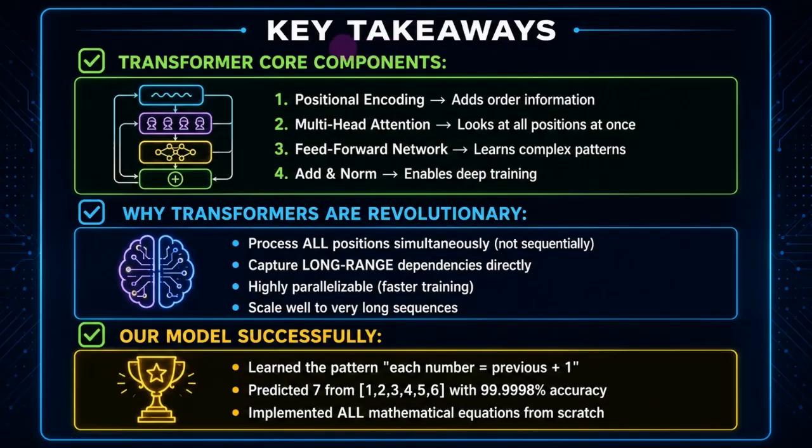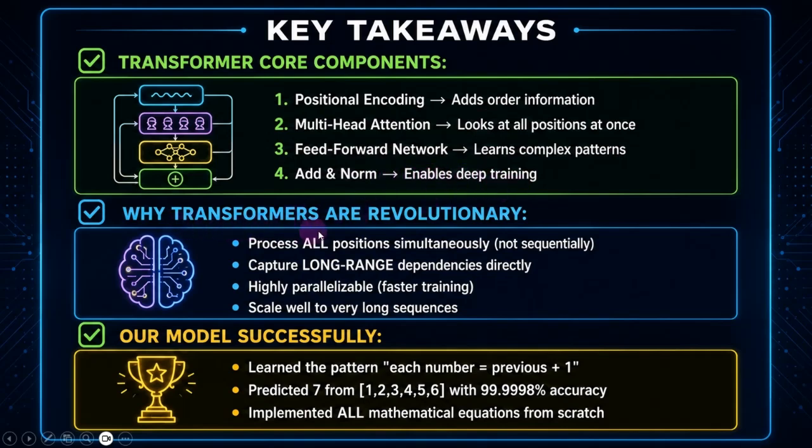Let's recap the 4 core components of a transformer. First, positional encoding. It adds order information to the input. Second, multi-head attention. It allows the model to weigh the importance of different positions. Third, feed-forward networks. They learn complex patterns independently per position. Fourth, add and norm residuals. They enable training of deep stacks.